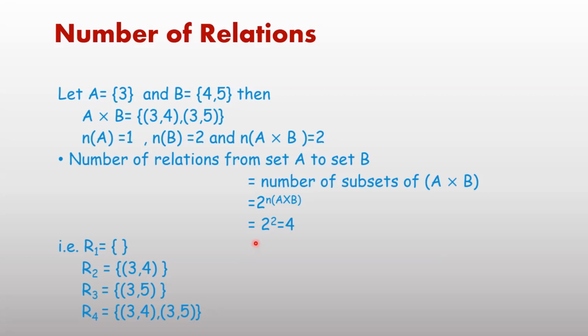In this pattern, the number of relations is equal to 2 power the number of elements in A cross B, equal to 4. And also we can write all 4 subsets of A cross B, or you can say all the relations from A to B if sets A and B are given.